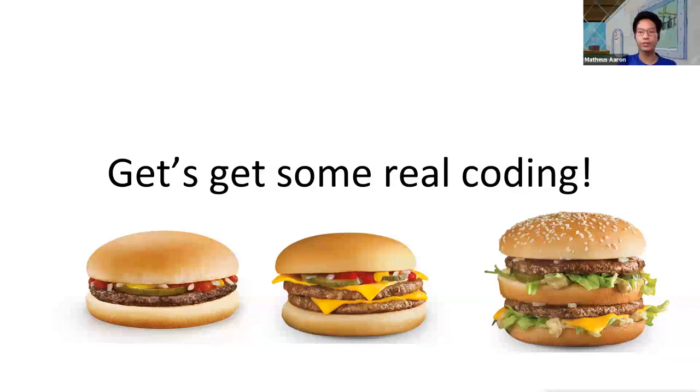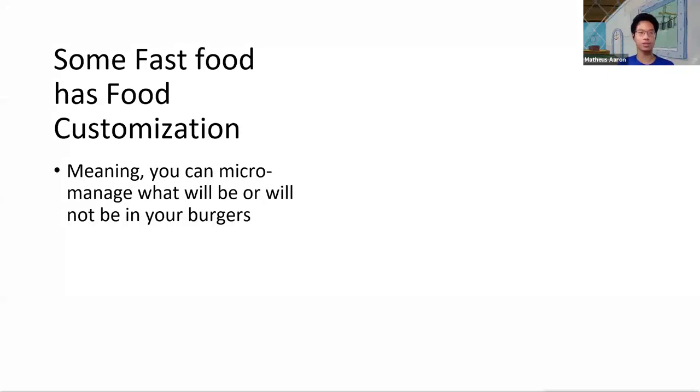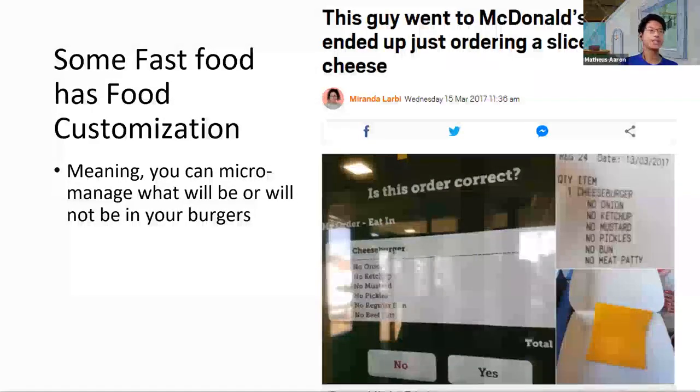So if you know, in McDonald's you can do some food customization, meaning you can micromanage what will be on your burger or not on your burger. Like this, someone ordered no onions, no ketchup, no mustard, no pickles, no bun, no meat patty. I actually did this once in McDonald's Vivo City. But one thing that I always do when I order burgers is that I will always request no pickles. I really, really hate pickles. And perhaps sometimes I'll ask for more onions.